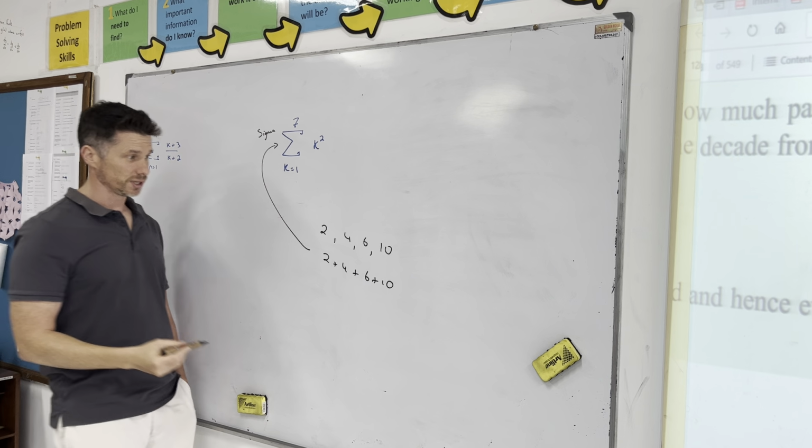Anyway, how do we then write this as a sum? Well, we start with 1, so that's the start number we sub into. This is the formula, or the nth term.